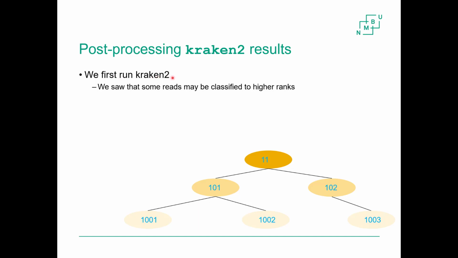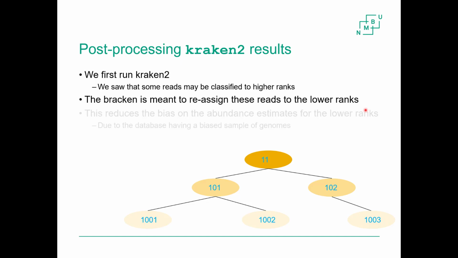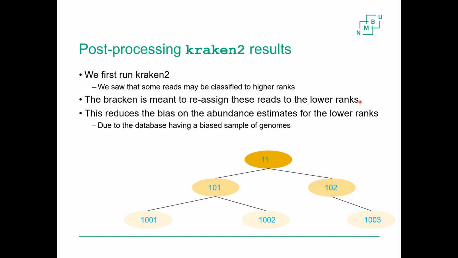First, we run Kraken 2, and we saw that some of the reads may be classified to higher ranks. Most end up here, but some will end up here, and even here, and even higher up. Bracken is meant to reassign these reads to the lower ranks. And why is this important in some cases? Well, this reduces the bias on the abundance estimates for the lower ranks. Because there are some biases here, and this bias is due to the database having a biased sample of genomes.